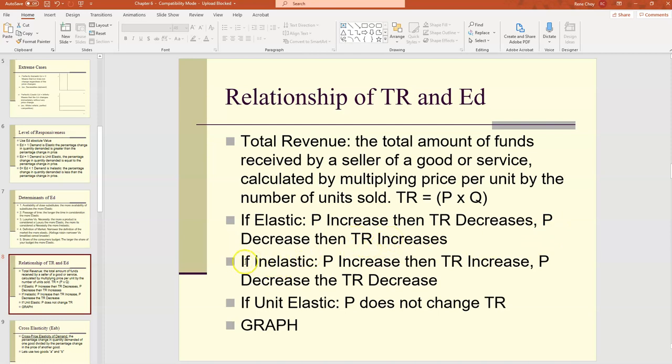Instead, if you have an inelastic product, as the price increases, the total revenue increases. So you make more money as the price goes up if the product is inelastic. If the product is elastic, you make more money as the price goes down. If the product is unit elastic, then price doesn't really change revenue.